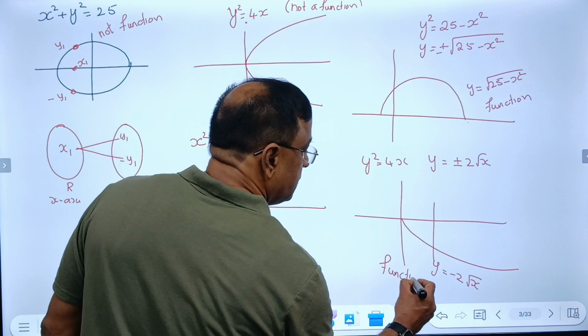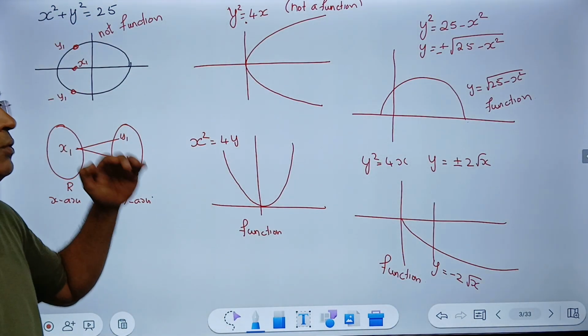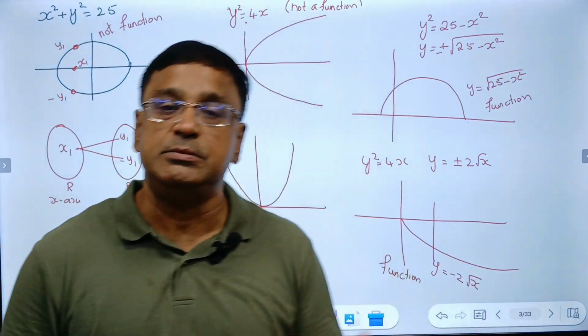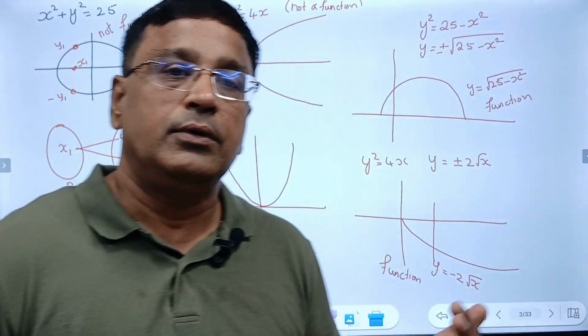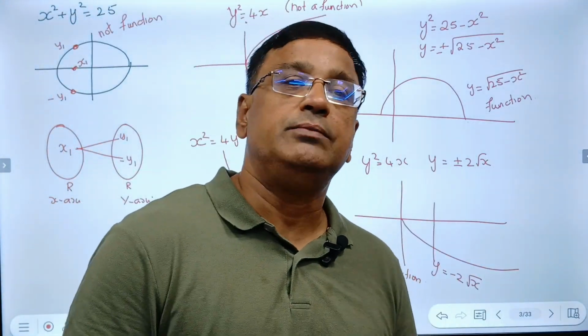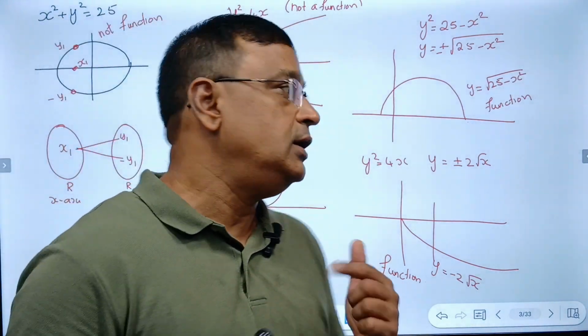So this is a very simple example of a function. Now you should have understood what a vertical line test can do. A vertical line test helps you to estimate whether the given relation is a function or not. If the graph is intersected by the vertical line at exactly one point, then it is a function. If it is intersected at more than one point, it is not a function, it is a relation.